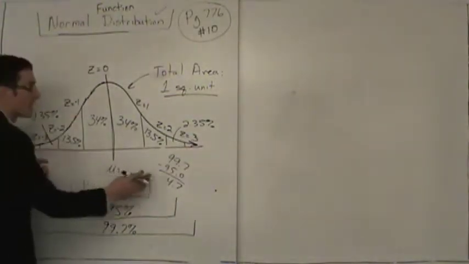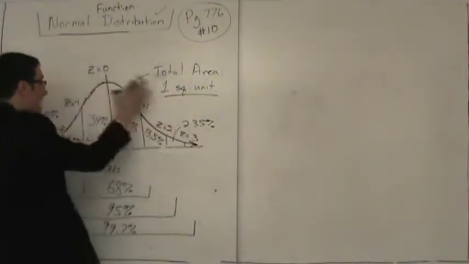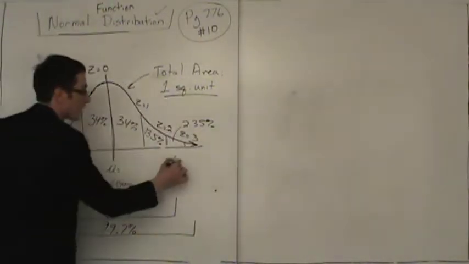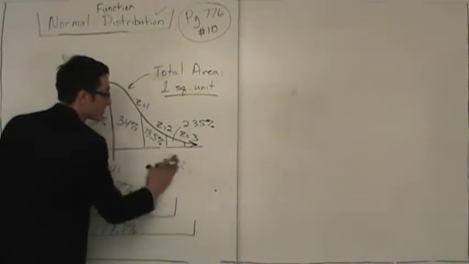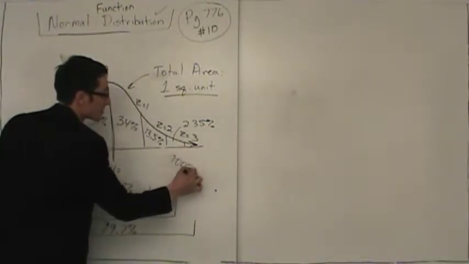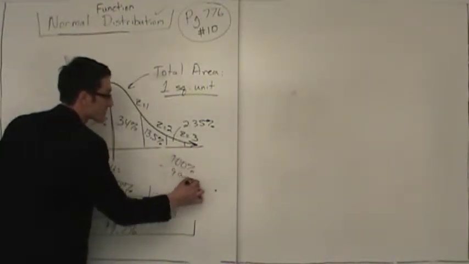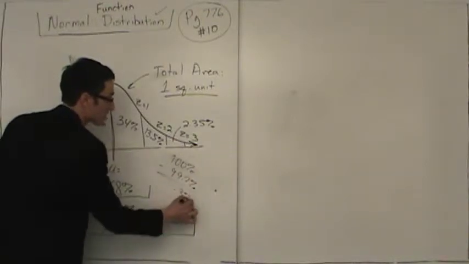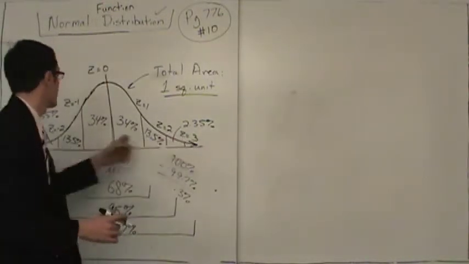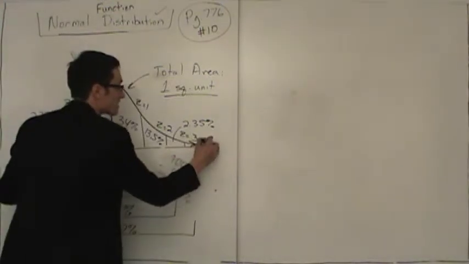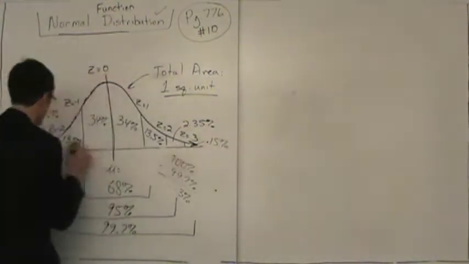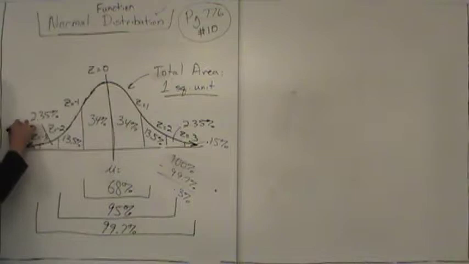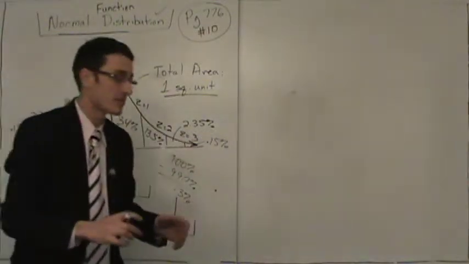So remember, the total area, or the total percentage of the entire curve, is 100%. Take 100%, subtract 99.7%, we get what? 0.3%. And if we take 0.3% divided into 2 equal parts, we get micro areas of 0.15% and what? 0.15%. So these are the micro areas.